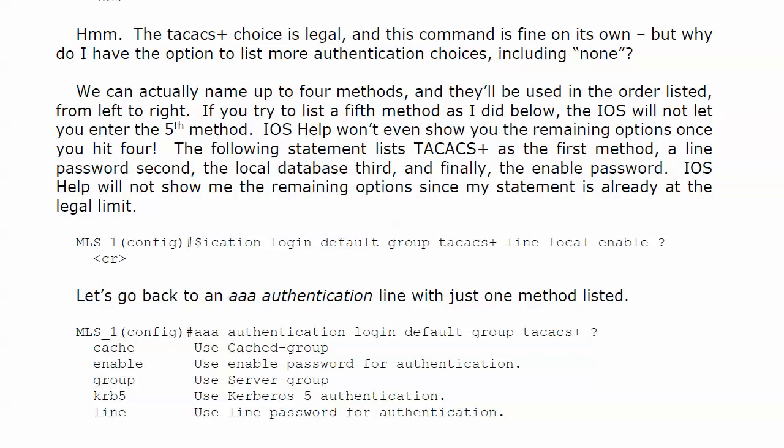Then I tried to list a 5th method or even look at them with iOS help like you see here on the board. And iOS help wouldn't even show me the other options. I couldn't even put none at that point because you're limited to 4. And again, what this statement does, it lists my TACACS server as the first method, a line password second, the local database third, and then finally the enable password. iOS wouldn't show me anything else because my statement was already at the legal limit. So it's going to cut you off before you even get started.